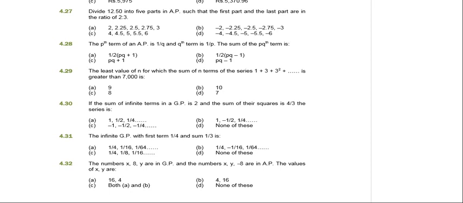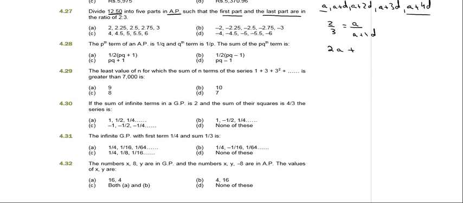Solving 4.27. 4.27 says divide 12.50 into 5 parts in AP such that the first and the last part are in the ratio 2:3. Our parts will be A plus D, A plus 2D, A plus 3D, and A plus 4D. The ratio of the first and the last parts is 2/3, so 2 divided by 3 is equal to A divided by A plus 4D. Cross multiplying it, we will have 2A plus 8D is equal to 3A, so 8D is equal to A.